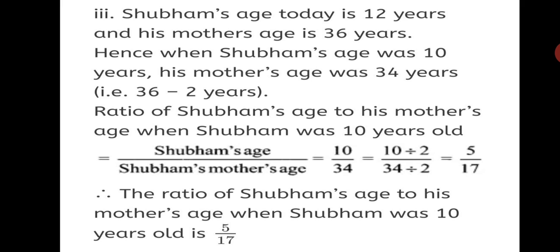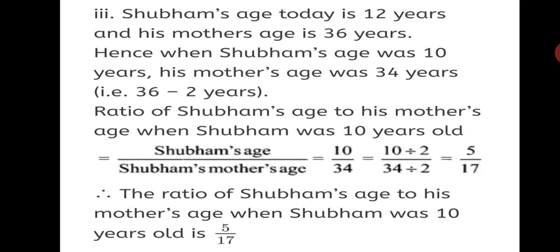So let's see how to write the statements. Shubham's age today is 12 years and his mother's age is 36 years. Hence, when Shubham's age was 10 years, his mother's age was 34 years. That is 36 minus 2 years. So, ratio of Shubham's age to his mother's age when Shubham was 10 years old is equal to Shubham's age upon Shubham's mother's age, 10 upon 34.